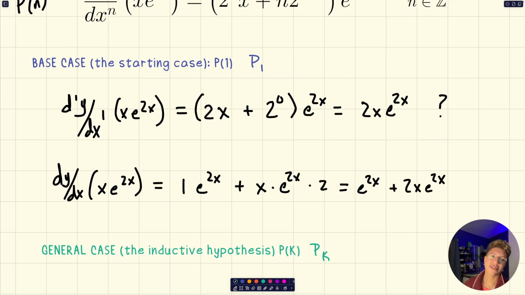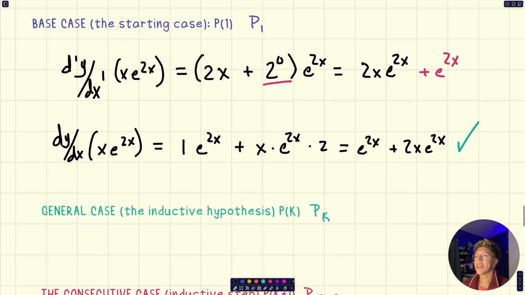And we see that these do not agree, and maybe you can see what mistake we made. If not, pause it and take a look. Up here, our 2 to the 0 is not 0. It's actually 1. And so what we should have gotten here up above is 2x e to the 2x, and then we also should have gotten 1 times e to the 2x is e to the 2x, like that. We can see that these two now match, so our proposition for the base case is true, and we can move on to the general case.